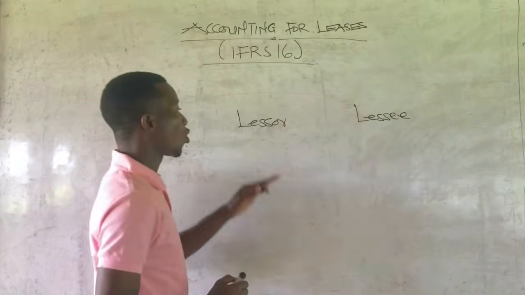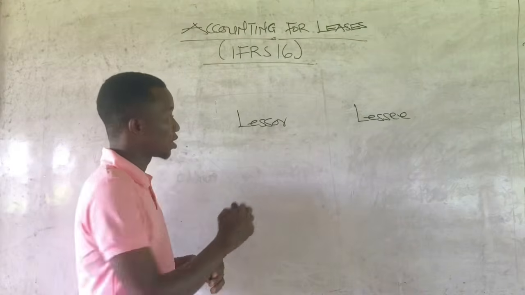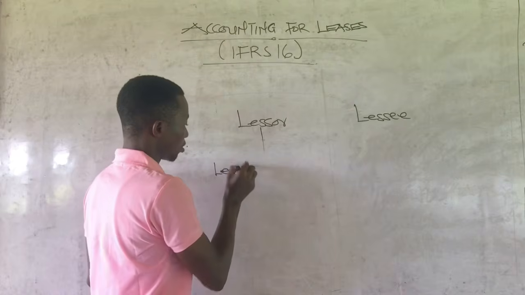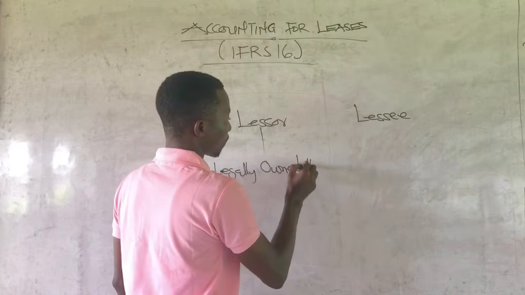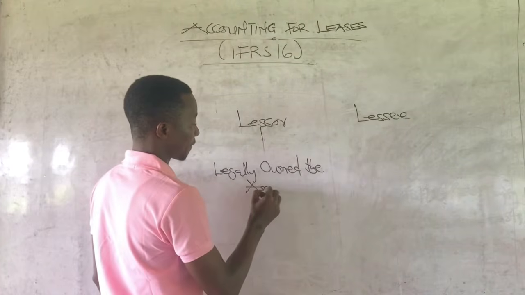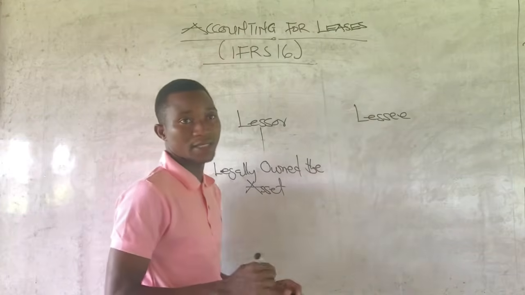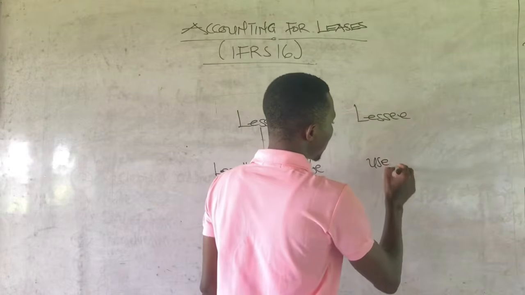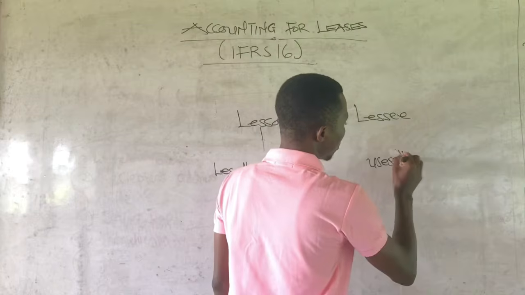So the lessor is the very person who legally owns the assets. And the lessee is the very person or the entity who uses the assets.